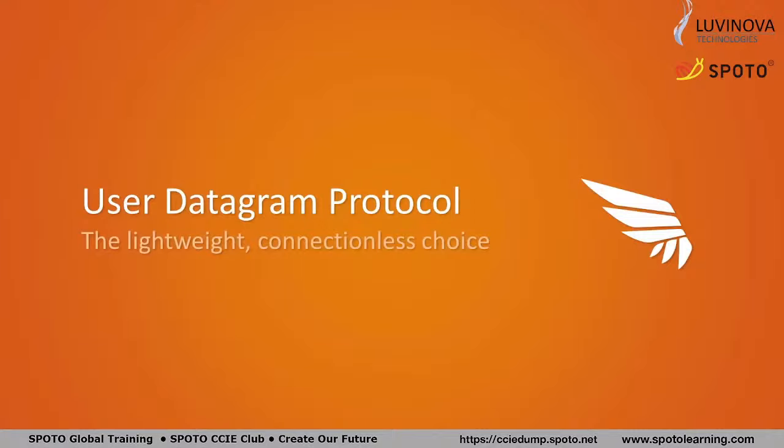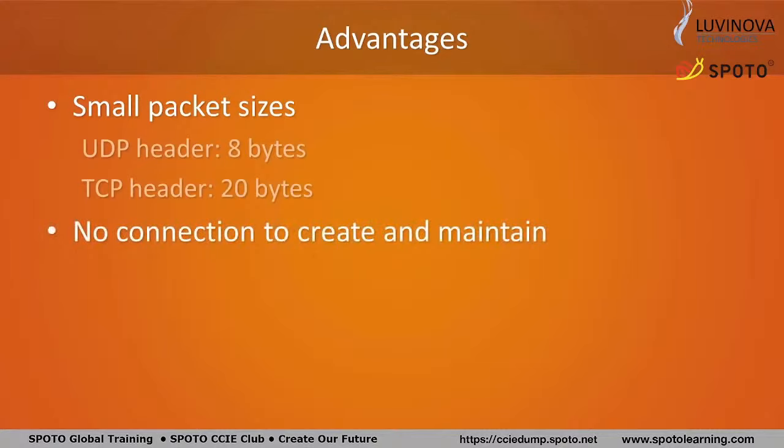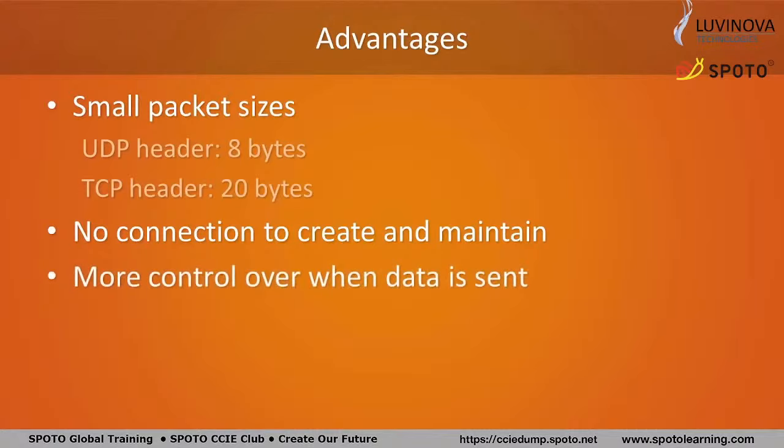Let's look at UDP first. One of the biggest advantages of UDP is that its packet sizes are smaller than TCP, about 60% even. UDP headers are 8 bytes and TCP headers are 20 bytes, so that's a big difference. UDP is connectionless. This means that you don't have to create a connection first before sending out data. And finally, you have more control over when data is being sent out. Now, I do realize that this may sound a little vague to you, but once we get TCP into the mix, this will become clearer.